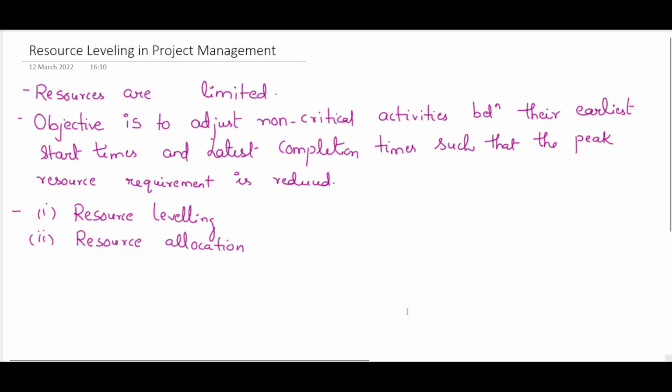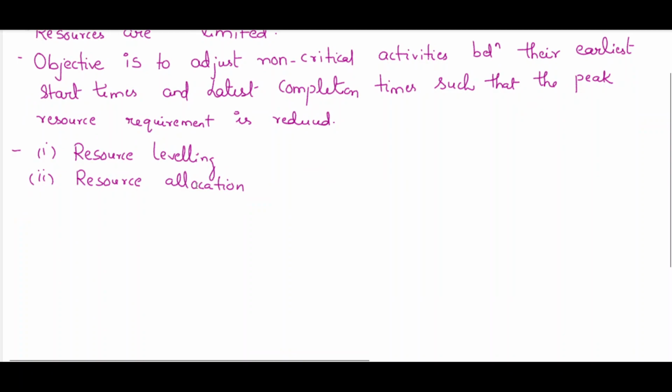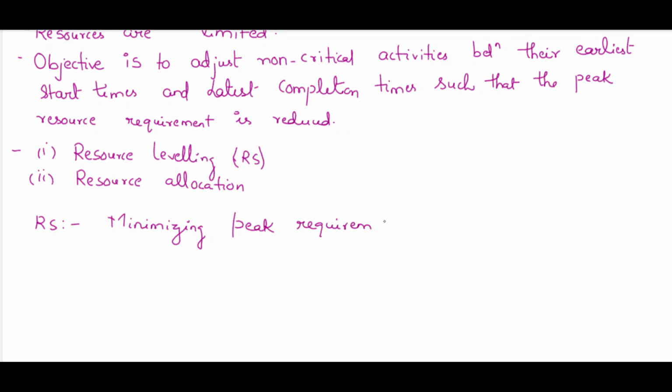Resource leveling means we will be minimizing the peak requirement and smooth out the period to period variation without altering the normal project completion time. That is the most important thing. Let me suppose I write resource leveling as RS, then RS is minimizing peak requirement, and this requirement may be man, material or machines. Mostly we speak about the men or the people appointed.